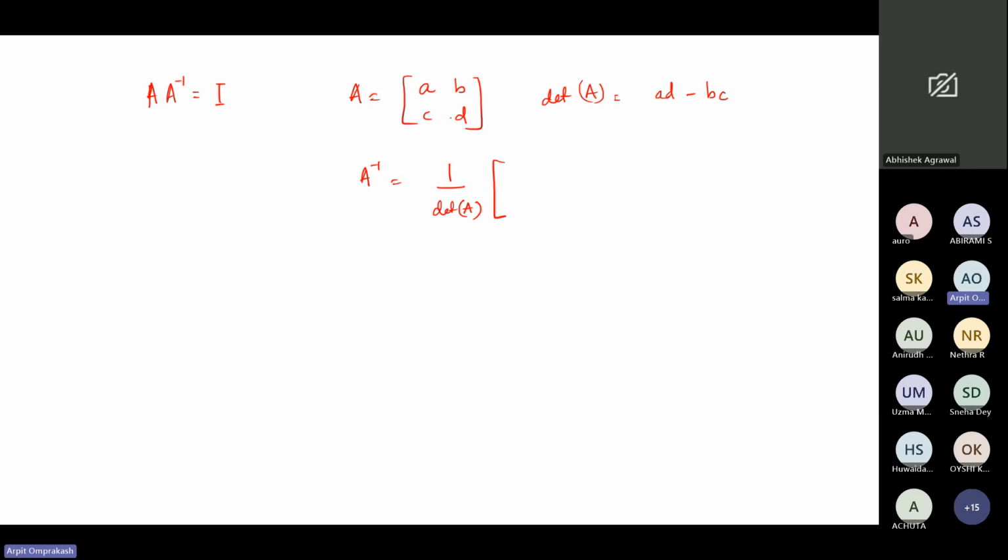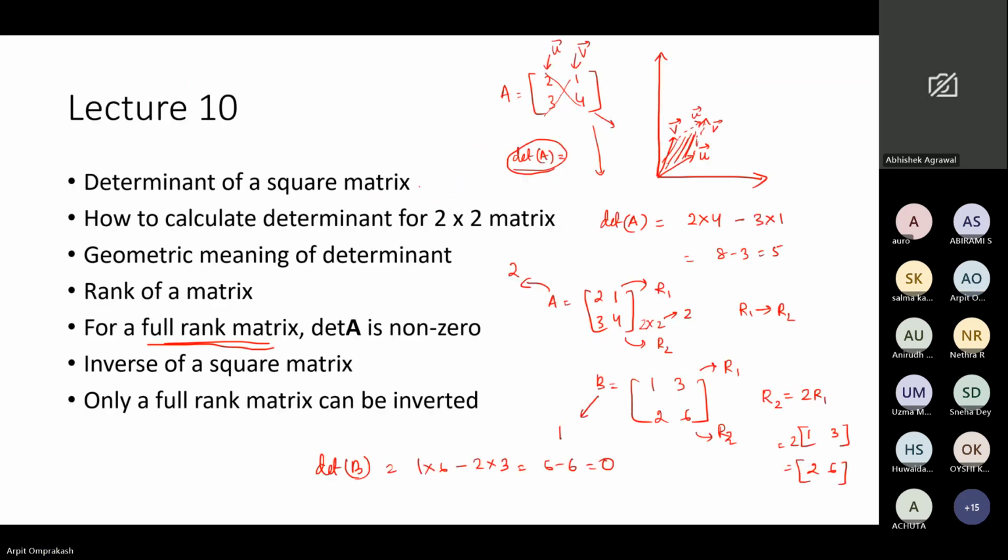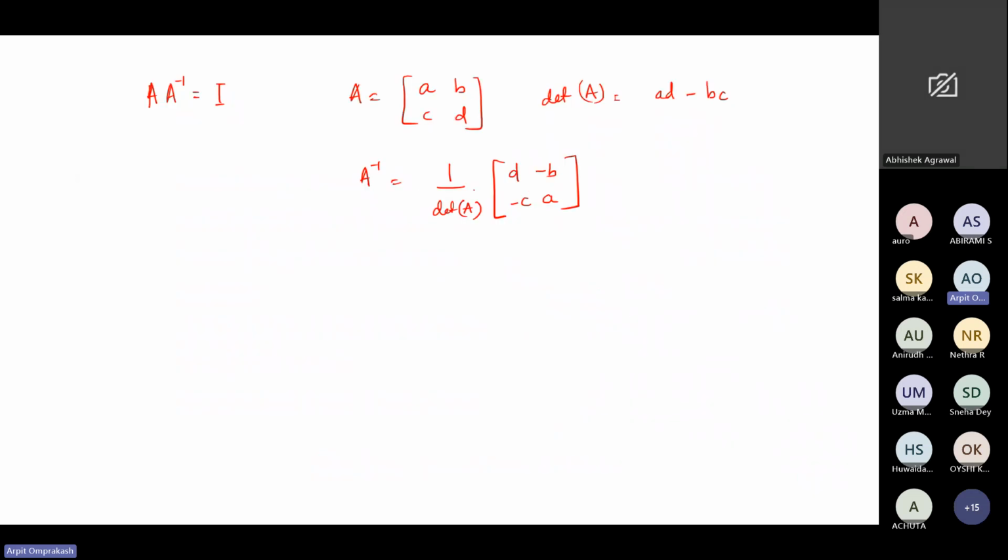So basically, we'll flip A and D here. It'll become D and A on the diagonals. And on the other diagonal, we'll just multiply by minus 1, so minus B and minus C. So this is the inverse of A. This is how it's calculated. Also note that only a full rank matrix can be inverted, because if a matrix does not have full rank, the determinant of the matrix will be 0. And thus, we cannot find the inverse.